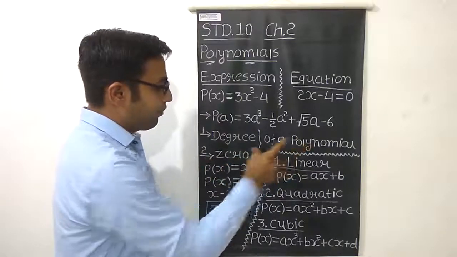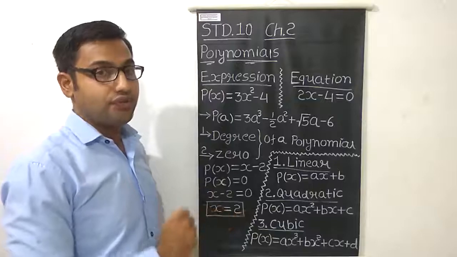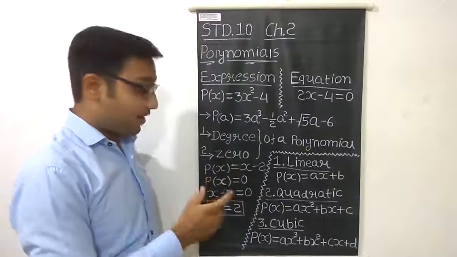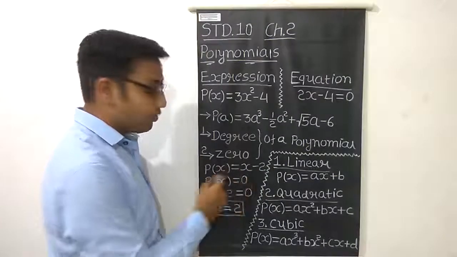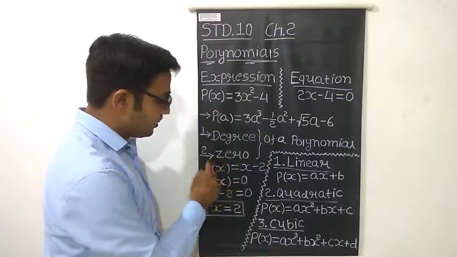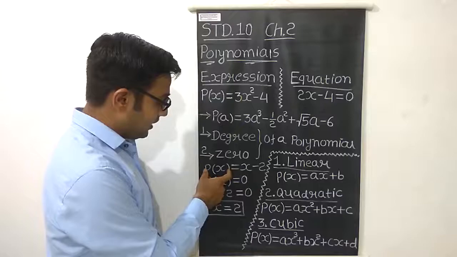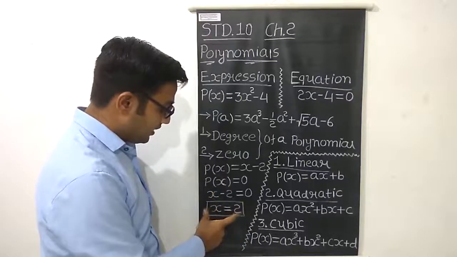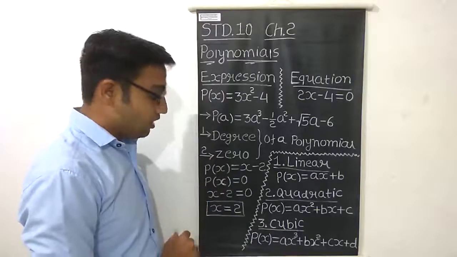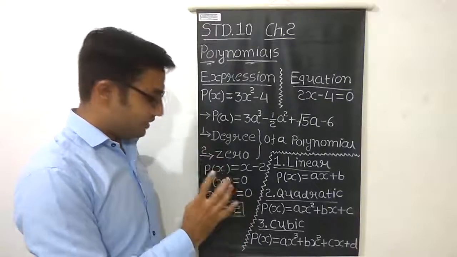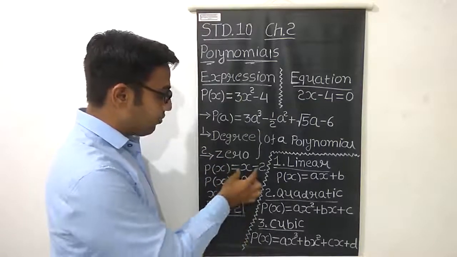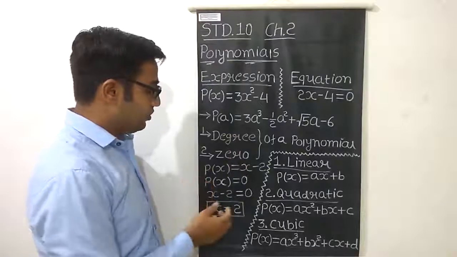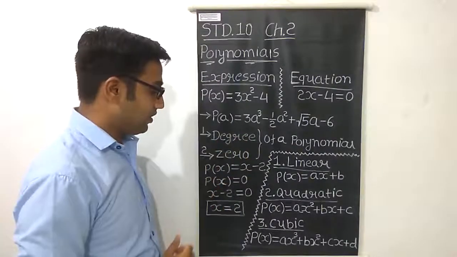The second thing is the zero of a polynomial. How do we find the zero of a polynomial? Suppose there is a polynomial p of x is equals to x minus 2. To find the zero, we have to take p of x is equals to 0. So by putting 0 here, x minus 2 is equals to 0. By taking 2 to the right hand side, we get x is equals to 2. What is the meaning of zero? It means that by putting this value of x in the polynomial, the value should be 0. These two things are very important for this chapter.